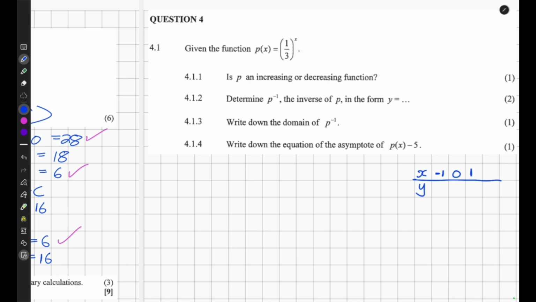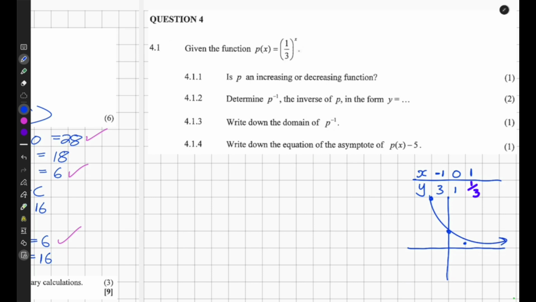What is a third to the power minus 1? That will be 3. A third to the power 0 would be 1, and a third to the power 1 stays the same. Okay, so now if I just draw a little sketch for myself, the asymptote would be 0, and then at minus 1 it would be 3, at 0 it would be 1, and then at 1 it would be a third. So this little sketch goes like this.